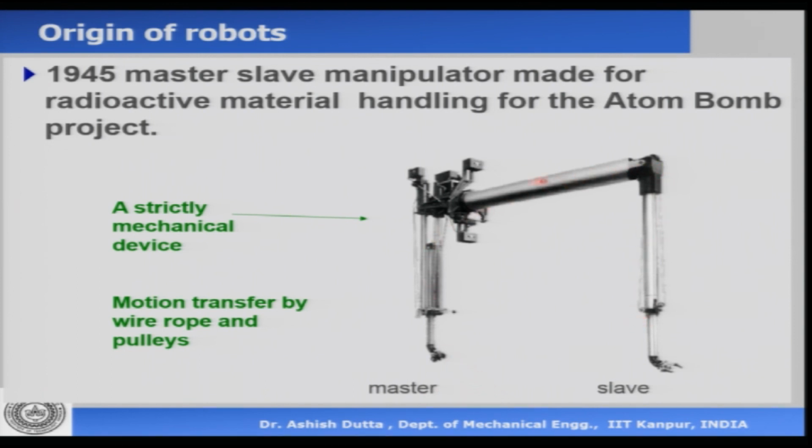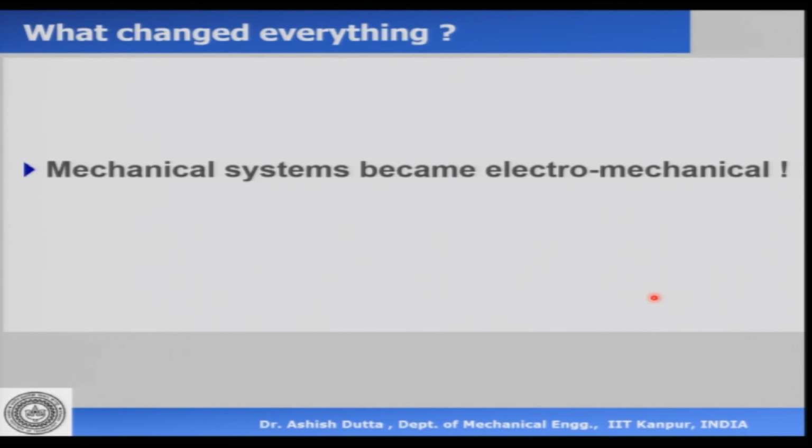Now, in several atomic energy establishments, this is still used, because wherever they have to handle radioactive material, they have to operate at a distance, and this is called telemanipulator or manipulation at a distance. So in terms of history, this is attributed to the father of the robot, and this device, strictly a mechanical device, was developed around 1945.